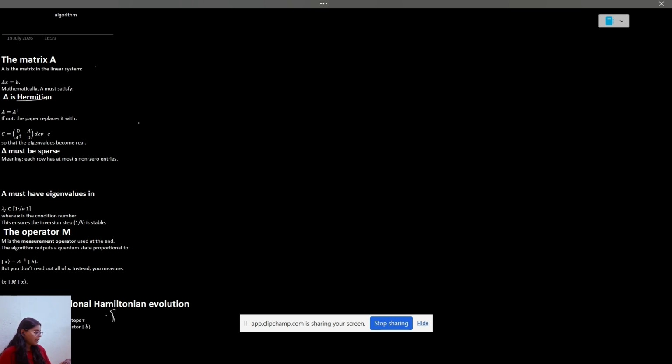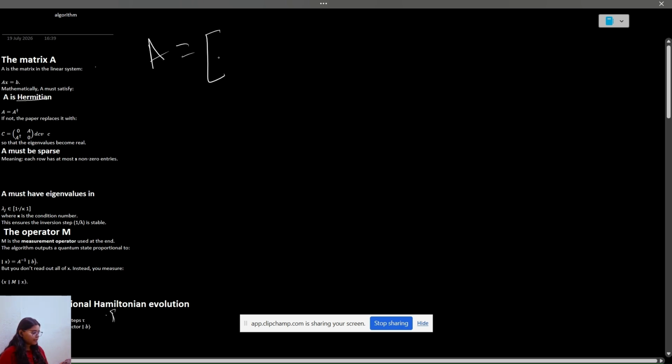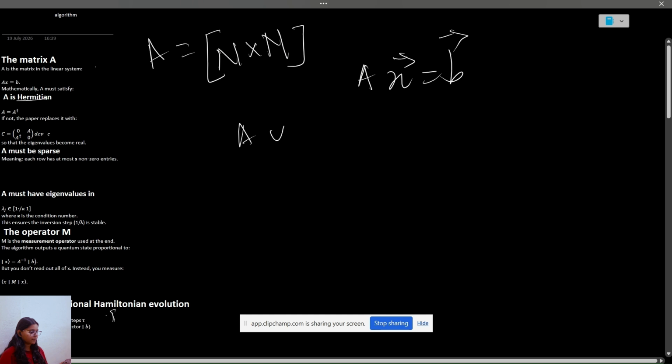On the screen that you can see right now is a matrix A in the linear system. Today we are actually dealing with linear system equations. Okay, let's get started. Here we assume A is a matrix of n by n, with n rows and n columns, and it tends to Ax = b, where x is an eigenvector and b is also an eigenvector.